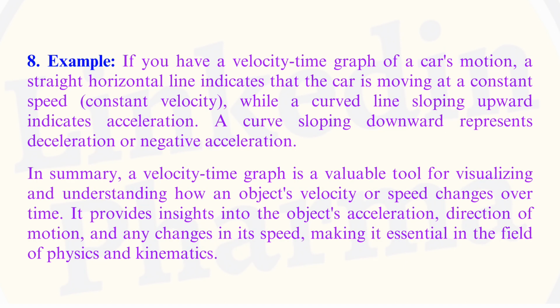8. Example. If you have a velocity-time graph of a car's motion, a straight horizontal line indicates that the car is moving at a constant speed, constant velocity, while a curved line sloping upward indicates acceleration. A curve sloping downward represents deceleration or negative acceleration.